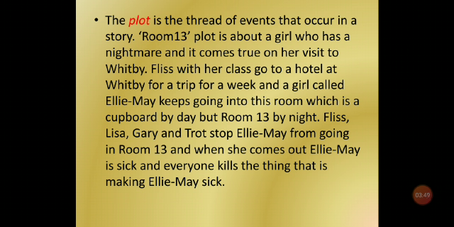That girl is Fliss, who goes with her class to a hotel at Whitby for a trip for a week, and a girl called Ellie Mae keeps going into this room, which is a cupboard by day, but Room 13 by night. Fliss, Lisa, Gary, and Trot stop Ellie Mae from going into Room 13, and when she comes out, Ellie Mae is sick, and everyone kills the thing that is making Ellie Mae sick. So, plot is all about the sequence of events, the thread of events that occur in a story.